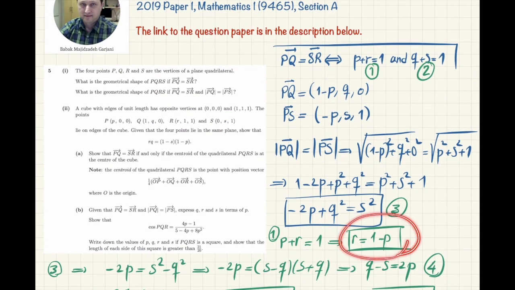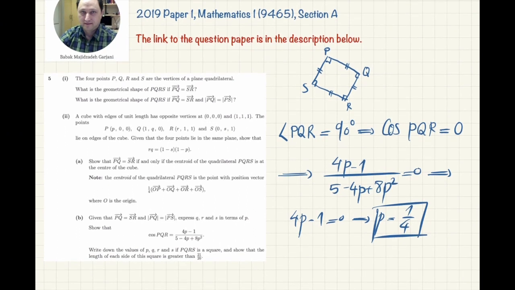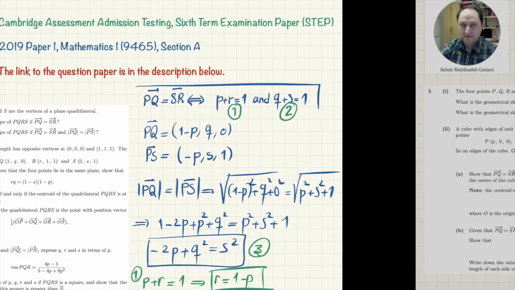Okay, but when p is equal to 1 over 4, I can immediately calculate r, which is 1 minus 1 over 4. So let me write it here for you. So r is 1 minus p, so it's 1 minus 1 over 4, so it becomes 3 over 4. So then r becomes 3 over 4. And then we need to go to the other page again.